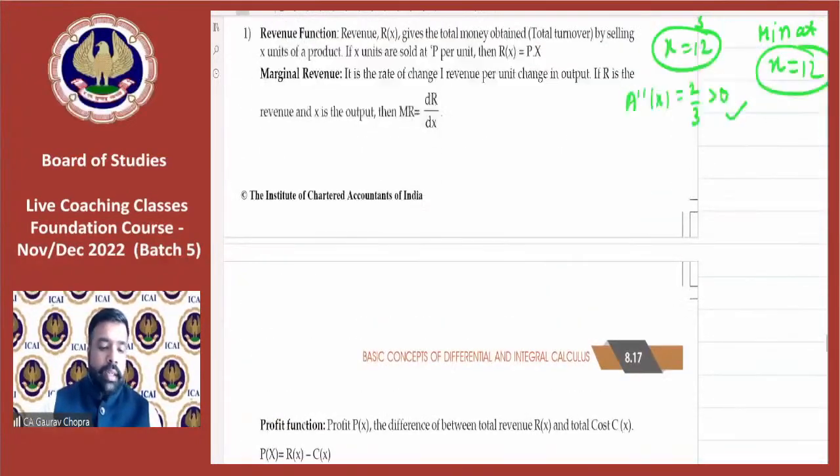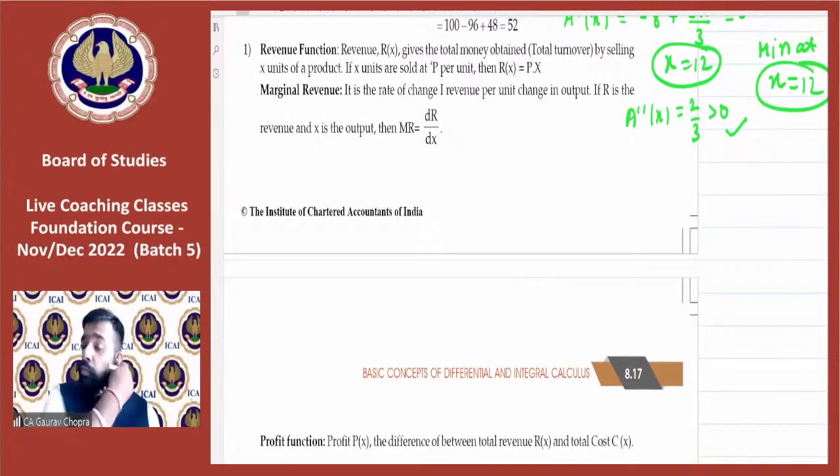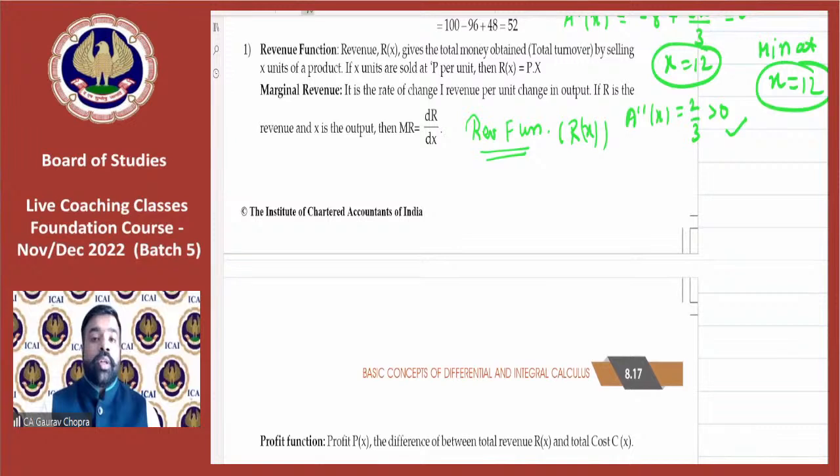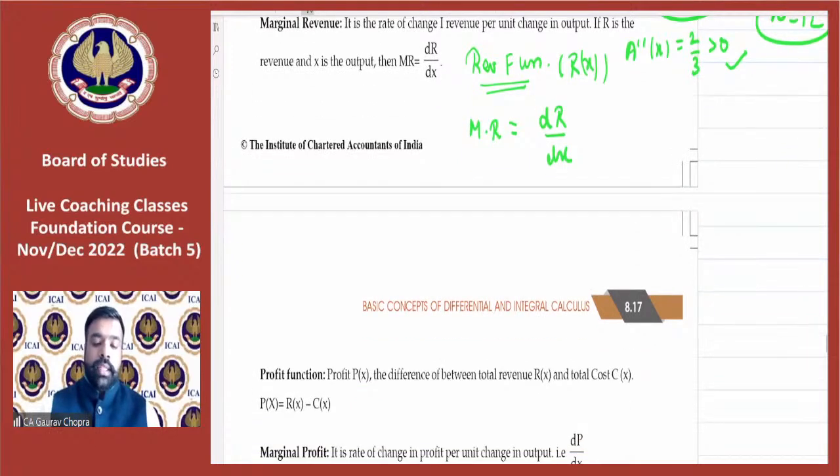Now, if we have to calculate, let's say, revenue function is given, and we have to find out the marginal revenue. So again, the same thing applies. For marginal, we have to differentiate. So if revenue function is denoted by R(x), and in order to calculate the marginal revenue, we have to calculate the derivative. So dR by dx.